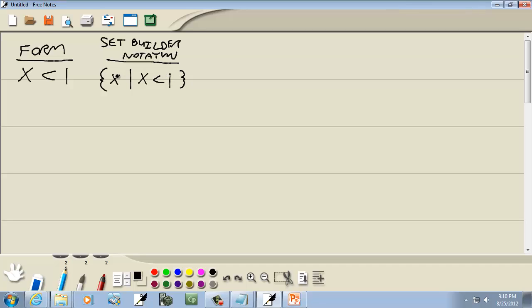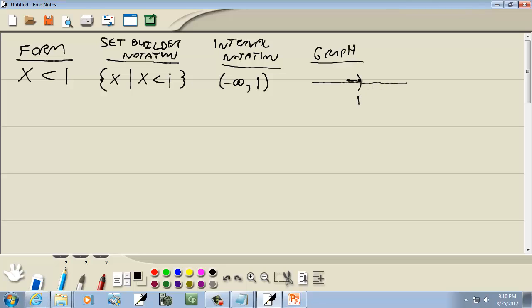Now how you read that is this is a set of all x values. That vertical bar is such that x is less than 1. Now for our interval notation, x is less than 1, which means it's going to negative infinity. And negative infinity is a very small number you never reach because you can keep subtracting 1. And then 1 goes here, and its x is less than, so I'll put parentheses, so parentheses means it doesn't include it. And then our graph, we have 1, and then parentheses on it, and then we're shading to the left, going to negative infinity.